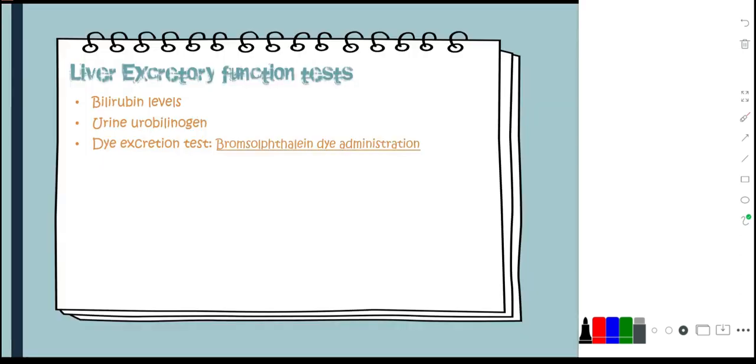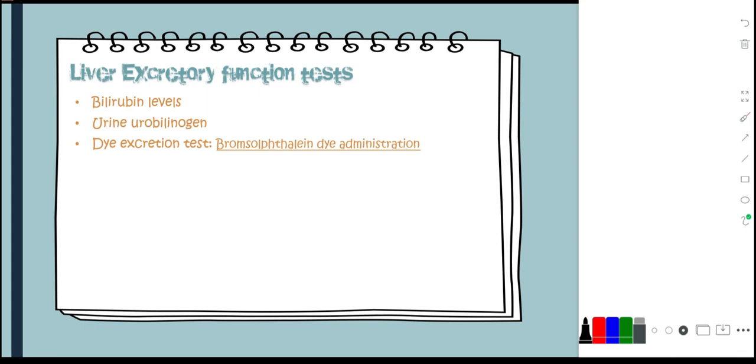So for the liver excretory function test, there are actually several tests that we could perform. We could also check for the bilirubin levels, since we have mentioned that bilirubin is also part of the substances being secreted or excreted by the liver, and same with that of your urine urobilinogen. But a more common test to assess the excretory function would be the dye excretion test, particularly making use of your bromsulfonane dye. So the dye will be administered intravenously. And of course, once it gets into the circulation, one of the organs to which this dye could reach would be that of your liver.